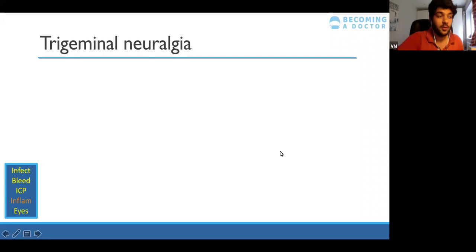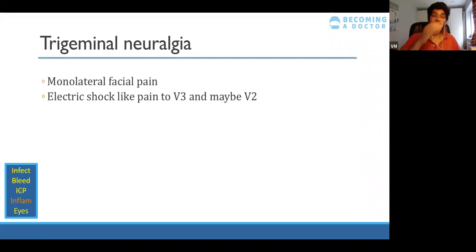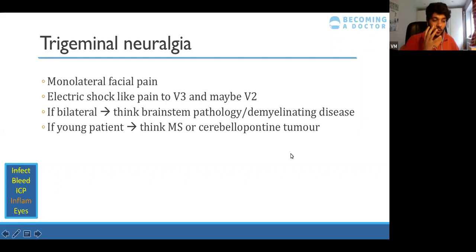Someone mentioned trigeminal neuralgia. That's also an important differential diagnosis to keep at the back of your mind. The picture that I gave to you before wasn't exactly typical of trigeminal neuralgia. Normally they'll describe it on one side of their face, like an electric shock pain, in specific anatomical regions like the mandibular division of the trigeminal, so V3, or the maxillary division, V2. And it is normally on one side of the face, but if it is on both sides, it might be something a little bit more serious, like some sort of brainstem pathology or demyelinating disease.